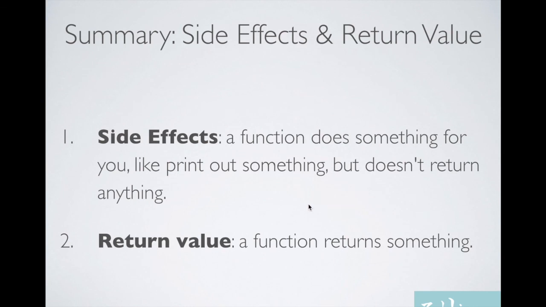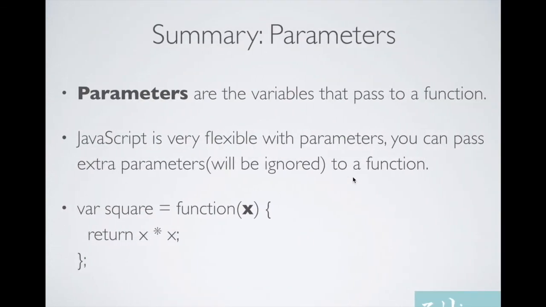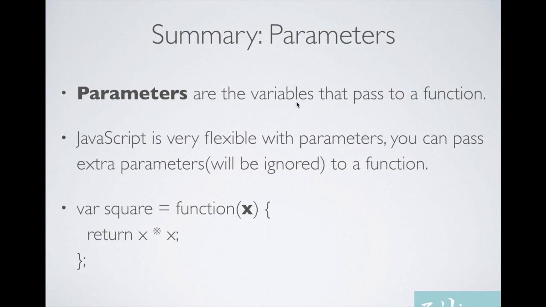And we need to understand side effect and return value. Side effect is a function does something for you, like print out something, and return value refers to a function returning something rather than doing something for you. Parameters are variables that are passed to a function, or the values of the variables that are passed to the function. JavaScript is very flexible about parameters. You can pass extra parameters, which will be ignored, to a function. Here is an example. The parameter here is x.